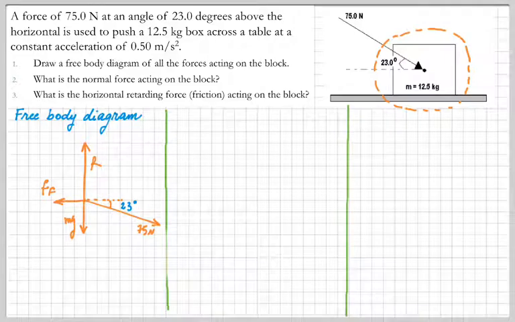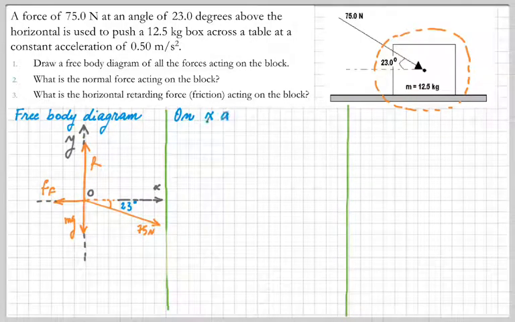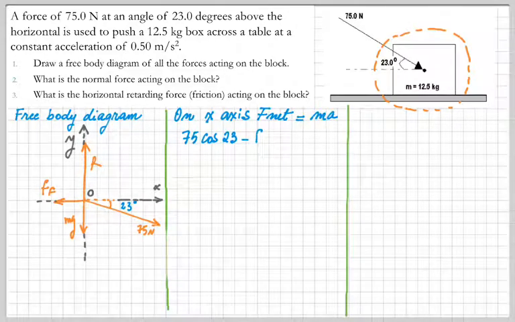So we're going to start by looking at the horizontal motion. And because the horizontal motion is accelerated motion, we're going to have that on the x-axis, F net equals ma. So what are the forces on the x-axis? We have the horizontal component of the 75 Newton force, which is 75 cosine 23, minus the friction force equals ma.